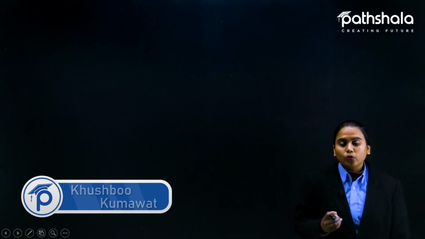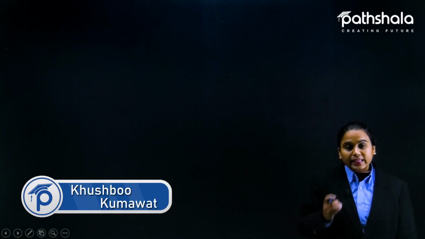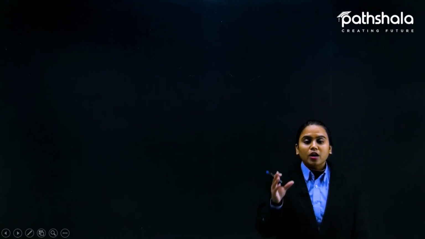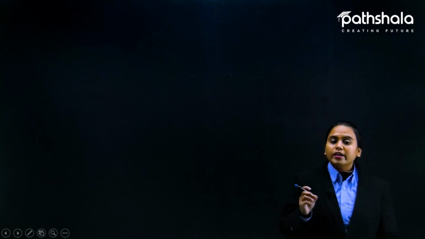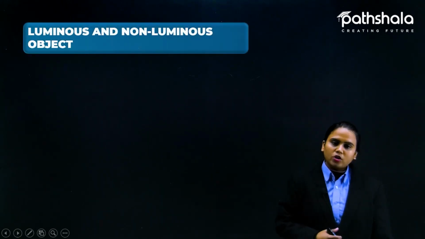Students, as you know, we can only see anything with the help of light. There should be a presence of light, and only then are we able to see anything. According to that, there are two categories of materials, or objects, which we can define according to light: luminous and non-luminous objects.